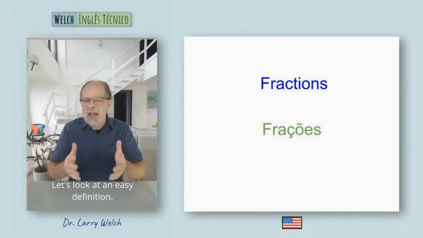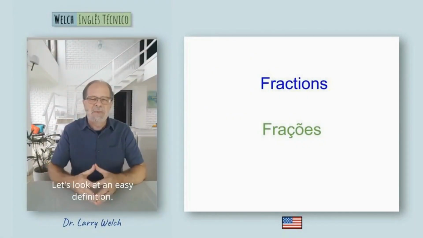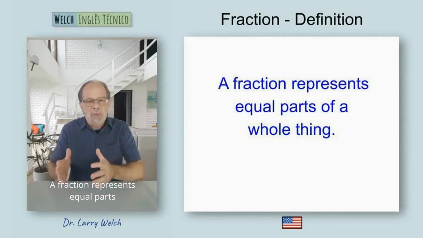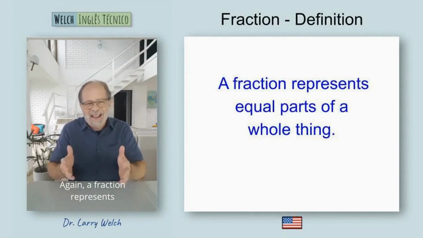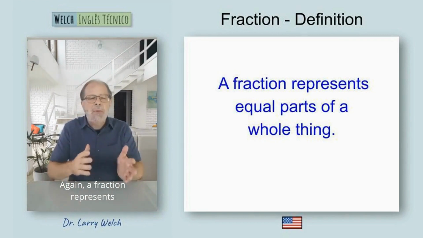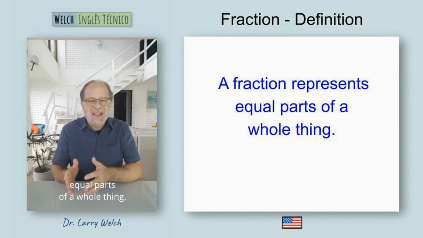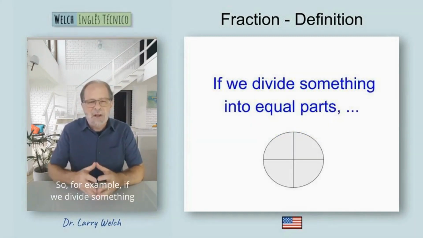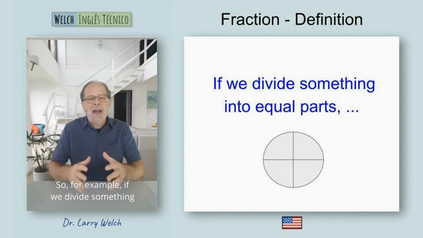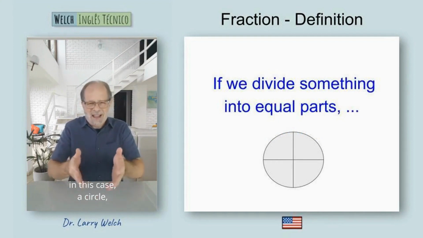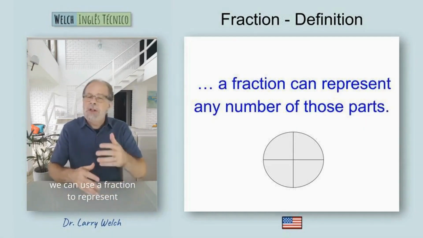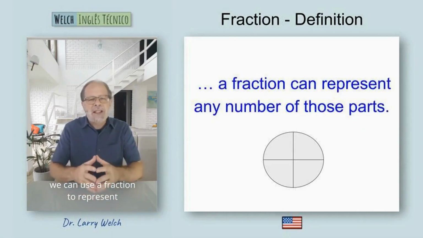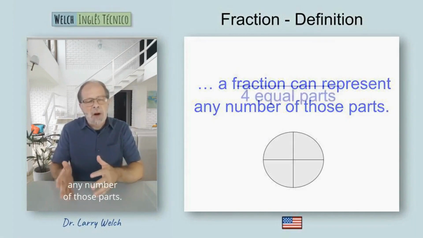What is a fraction? Let's look at an easy definition. A fraction represents equal parts of a whole thing. Again, a fraction represents equal parts of a whole thing. So, for example, if we divide something, in this case a circle, into 4 equal parts, we can use a fraction to represent any number of those parts.